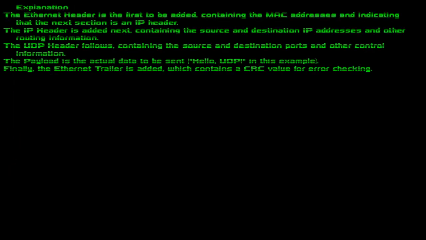Explanation. The Ethernet header is the first to be added, containing the MAC addresses and indicating that the next section is an IP header. The IP header is added next, containing the source and destination IP addresses and other routing information. The UDP header follows, containing the source and destination ports and other control information. The payload is the actual data to be sent, "Hello, UDP" in this example. Finally, the Ethernet trailer is added, which contains a CRC value for error checking.